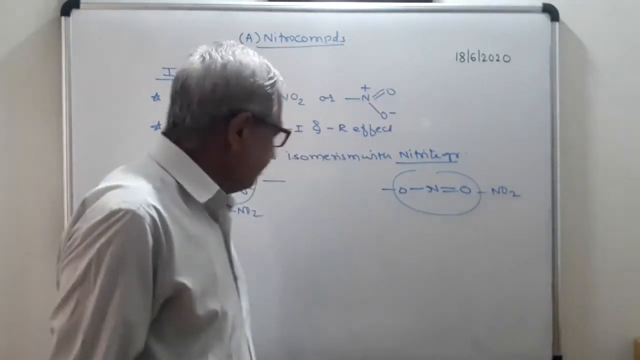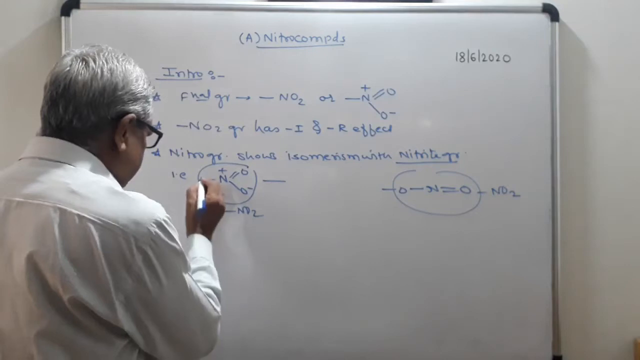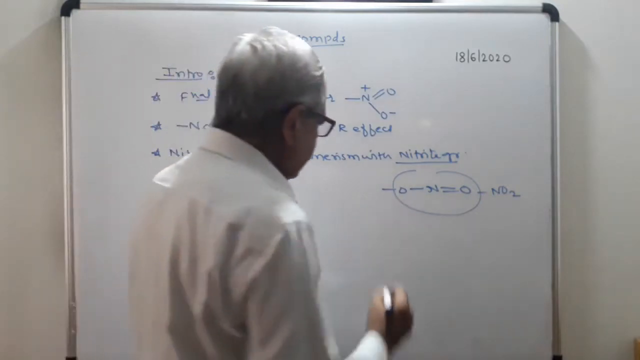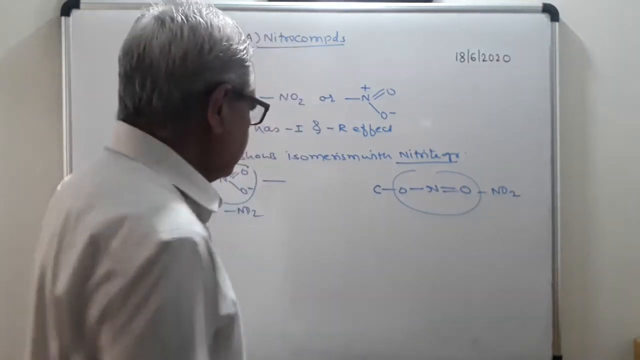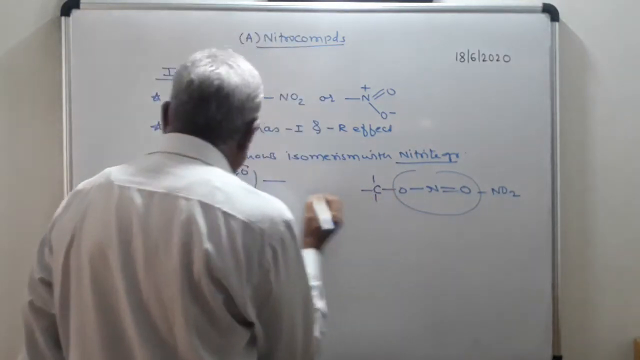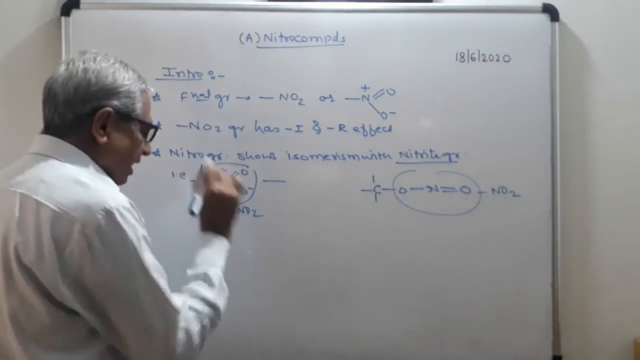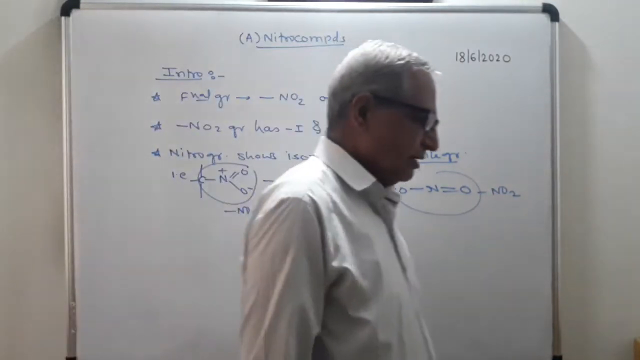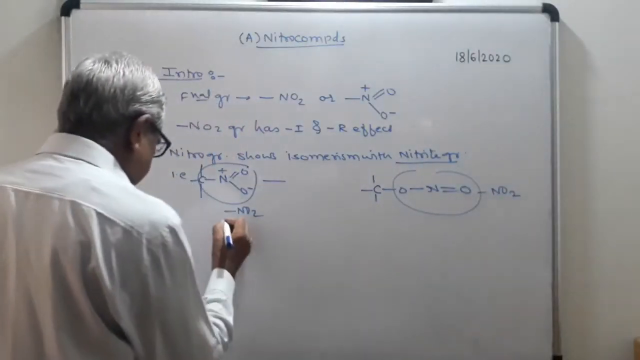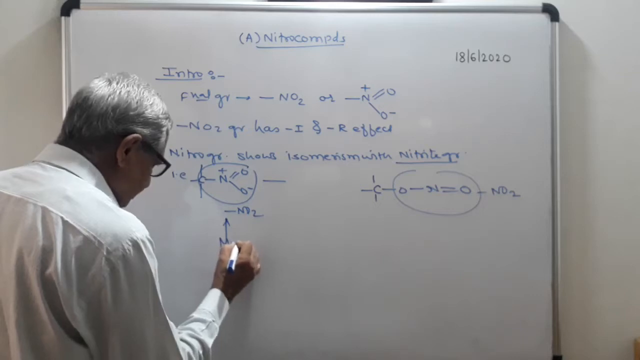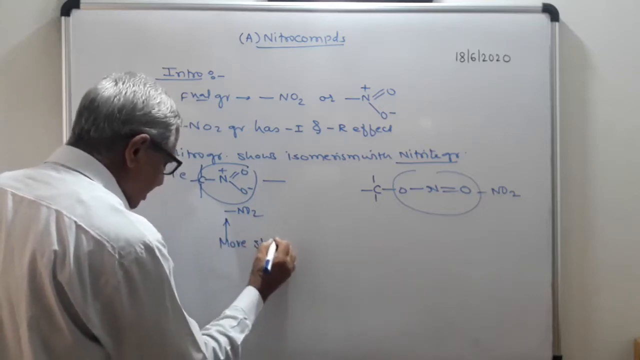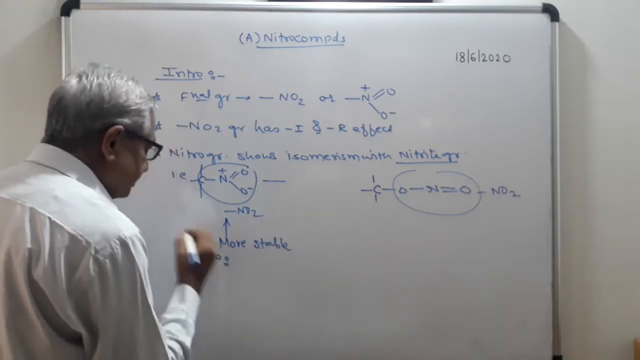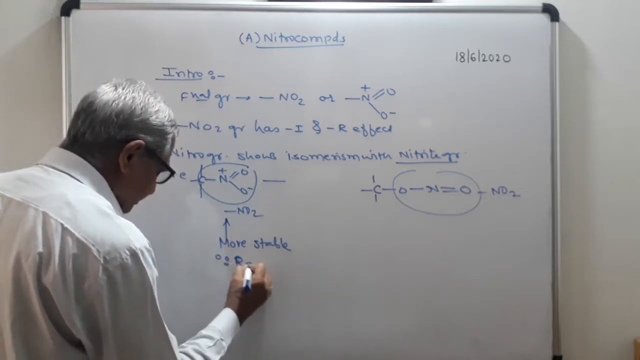In nitro group, nitrogen is directly attached to the carbon atom. In nitrite group, oxygen is attached to the carbon atom. So this is the important point here. Nitro group shows isomerism with nitrite group. Now when you compare these, this one is more stable, because it is stabilized by resonance.